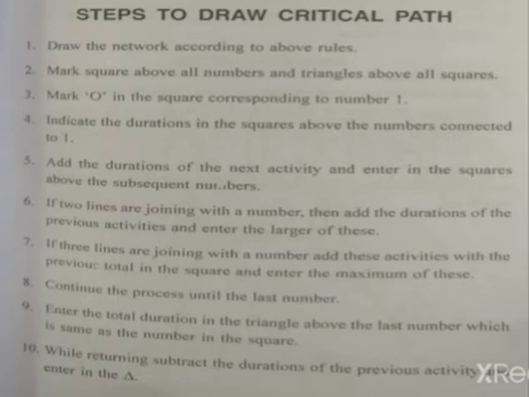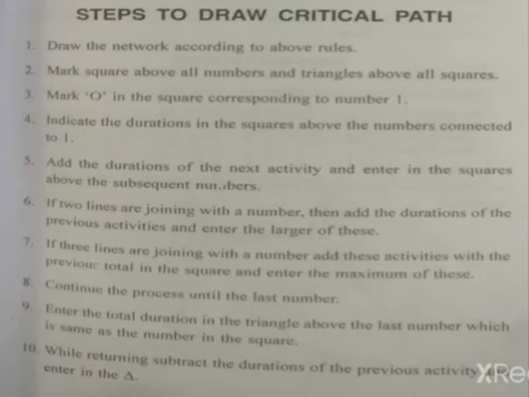If 3 lines are joining at a number, add these activities to the previous totals in the squares and enter the maximum of these. Continue the process until the last number. That is, you have to continue this process up to the last activity. Next we have to come to the L value, that is the triangle value. So you have to go for the L value.